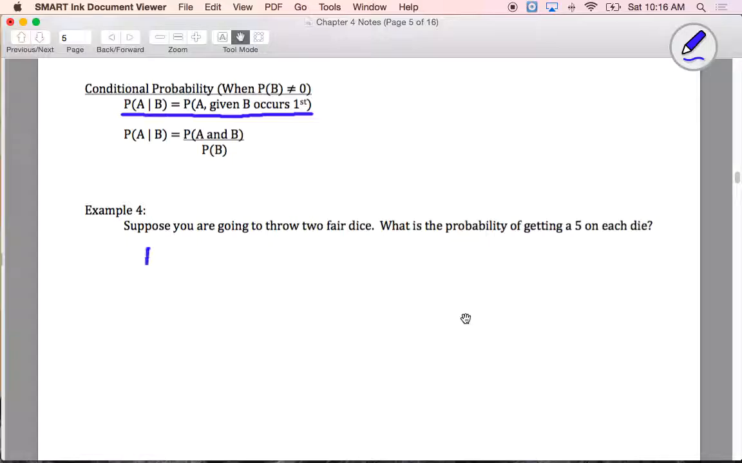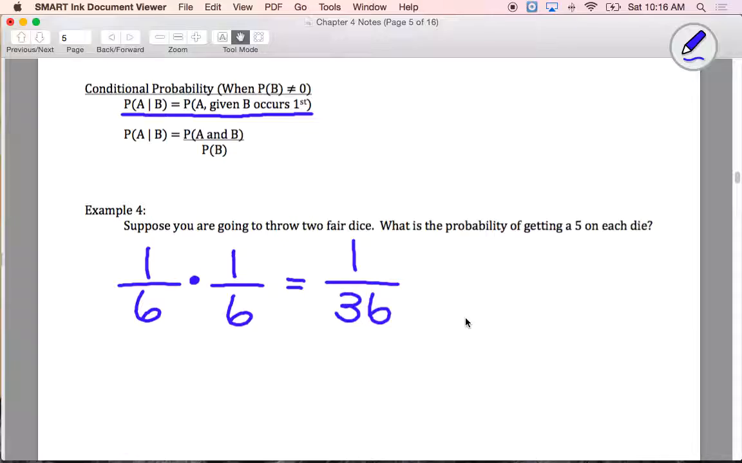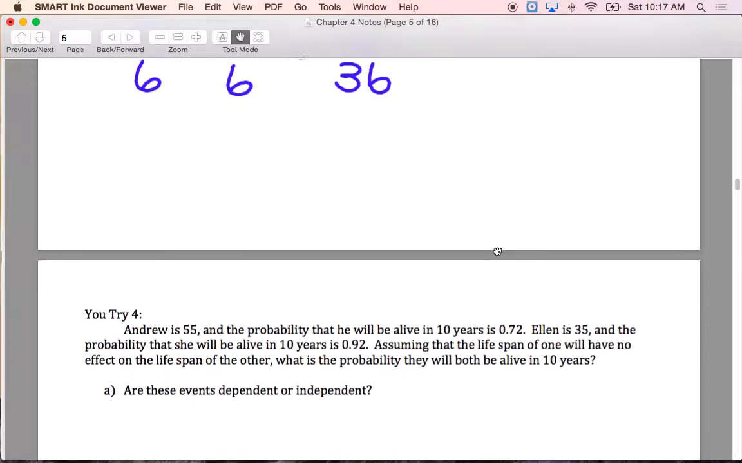So we're going to have a 1 in 6 chance of getting a 5 because on a die, it goes 1, 2, 3, 4, 5, 6. So I have 6 options. Now, on my other die, I also have a 1 in 6 chance. So when I multiply those two together, I get 1 out of 36. So I don't have to change anything with my fractions because I have two independent events.